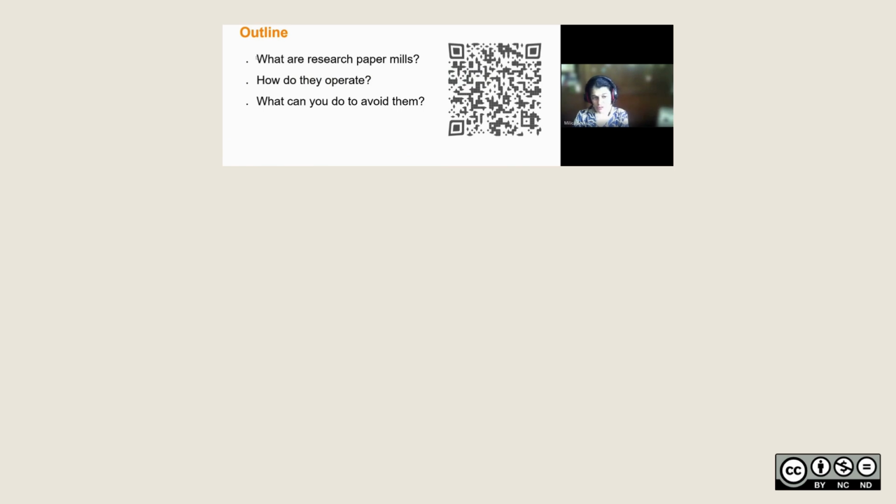I will first try to explain the concept of research paper mills. Then I will try to explain how they operate, and you will see it's quite complex and changing. And then I will give a few pieces of advice on how to avoid them. The focus will be primarily on researchers and on journals and editors. Researchers can also act as reviewers, so it applies to them too. But basically these two stakeholder groups are the focus today.